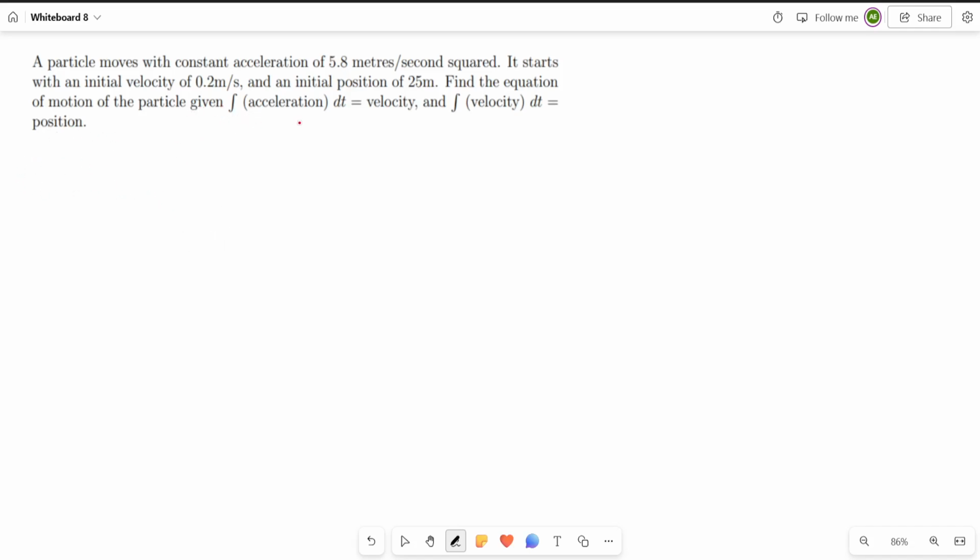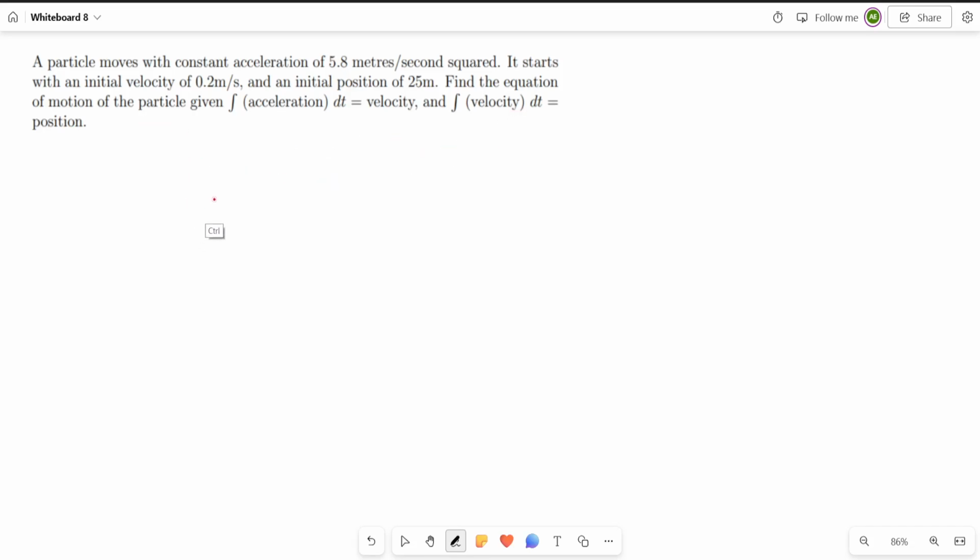Over here, it gave me some help. It told me that integration of acceleration with respect to dt is velocity. Integration of velocity times dt is position. So if I start from my acceleration and integrate with respect to dt, I will get my velocity. And if I integrate it one more time with respect to dt, I will get my position.